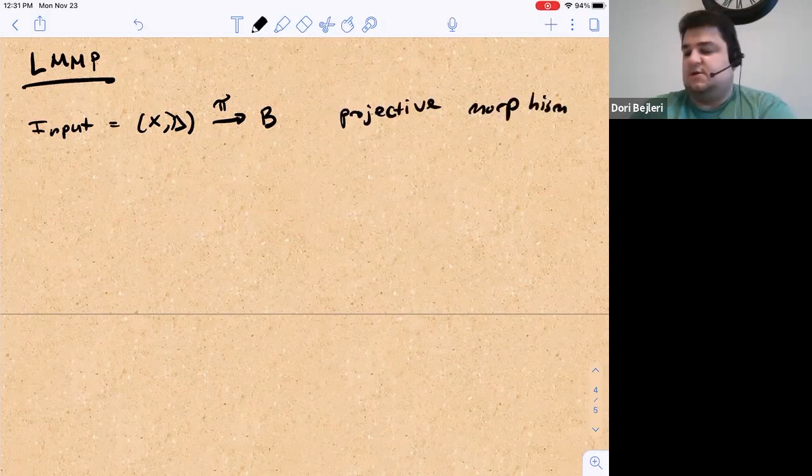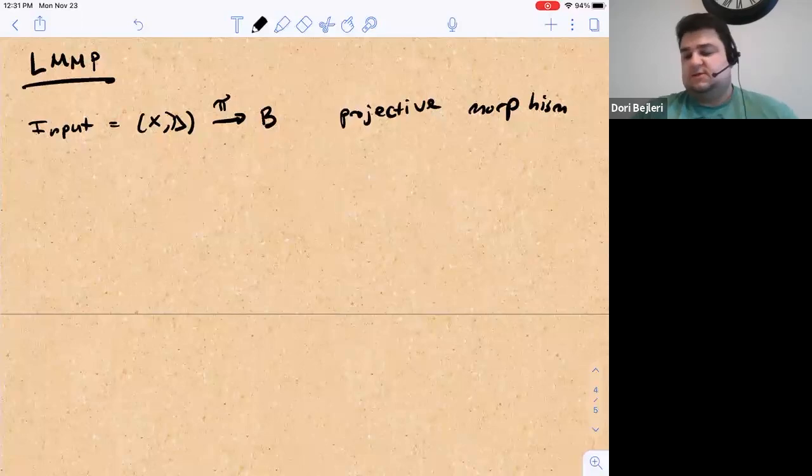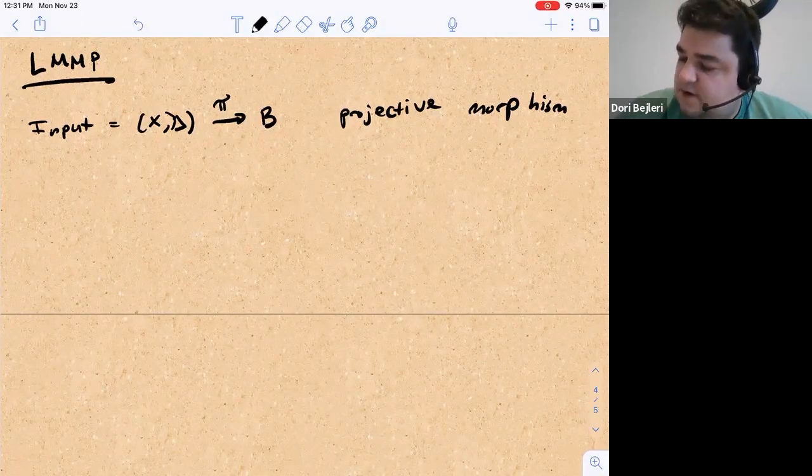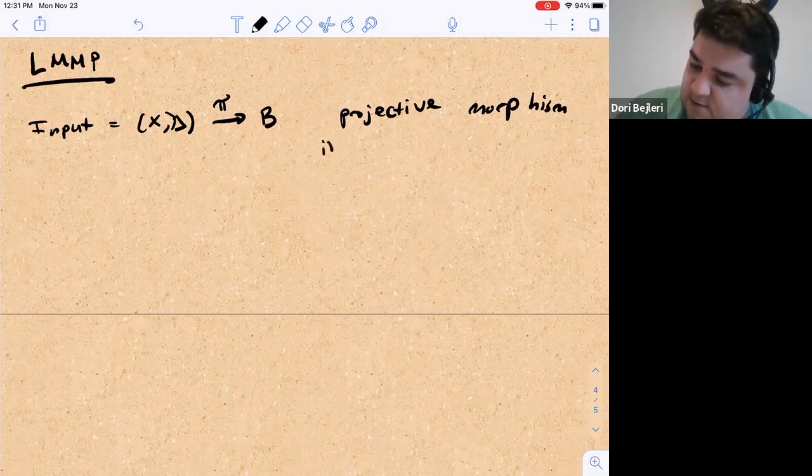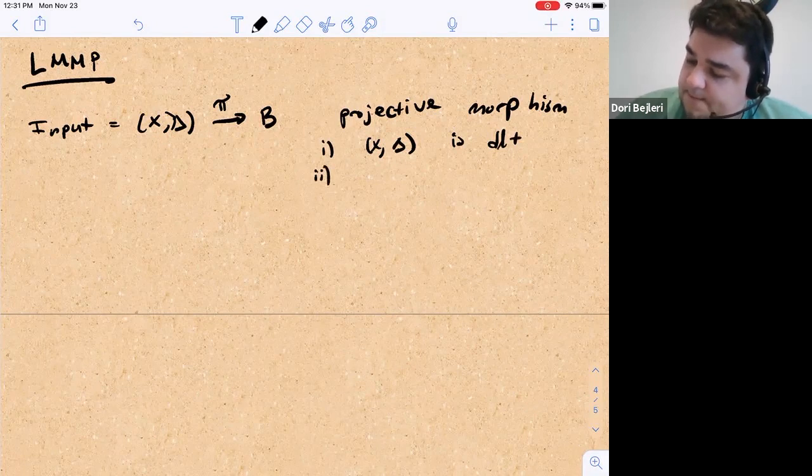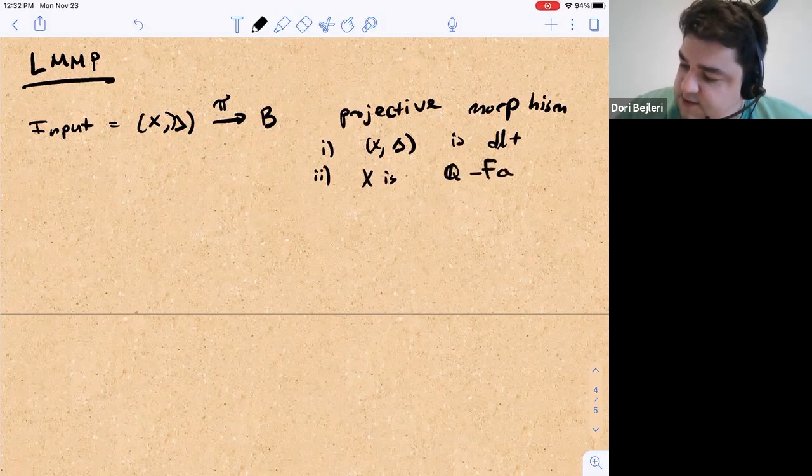So we're going to do it here in full generality, where we have a pair and we have a morphism, so it's relative as well. So a projective morphism, again, X and B are running assumptions: connected, quasi-projective, normal. So I won't rewrite those. And with the assumption that one, (X, Δ) is DLT, and two, X is Q-factorial. So this is a simplifying assumption.